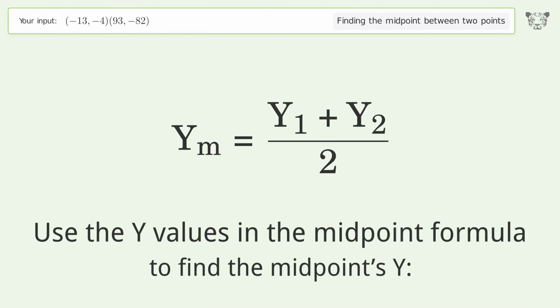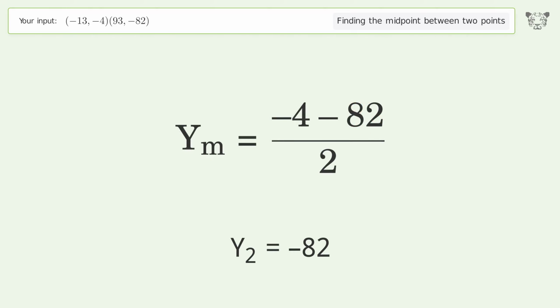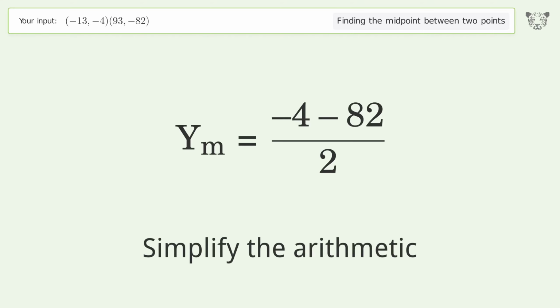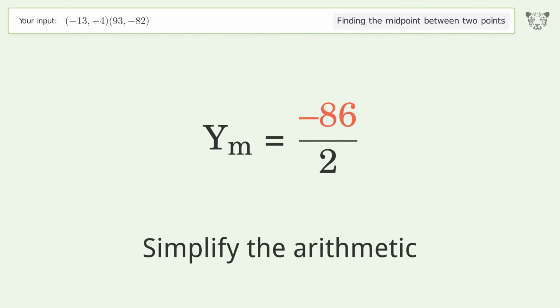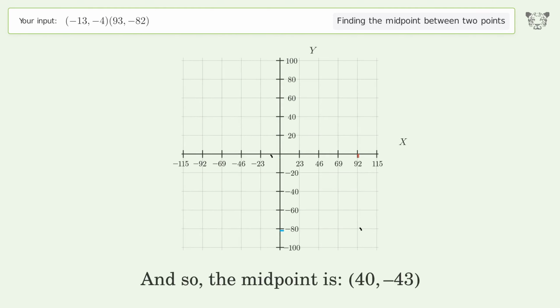Use the y values in the midpoint formula to find the midpoint's y. y1 equals negative 4. y2 equals negative 82. Simplify the arithmetic. And so, the midpoint is 40, negative 43.